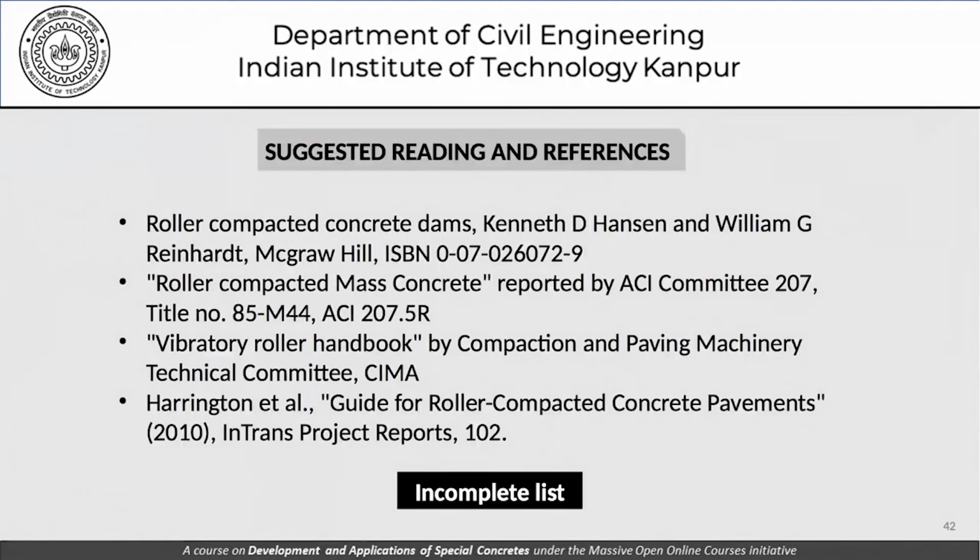This is a set of some readings that you could do, and of course the list is not complete and you're expected to do some reading on your own.